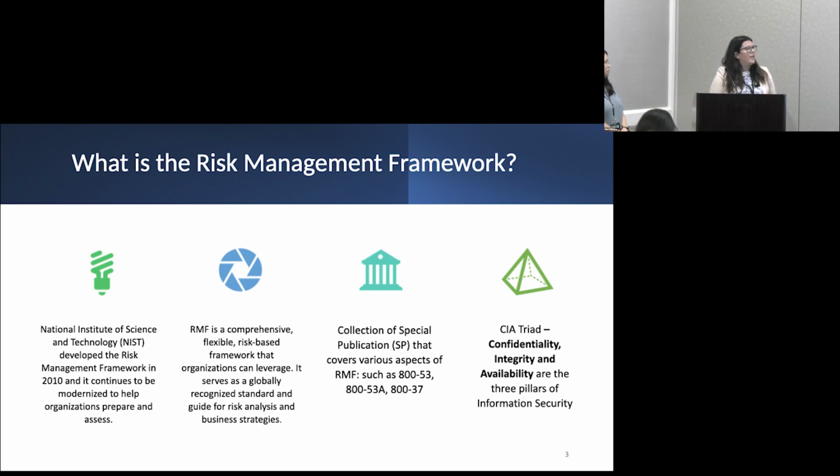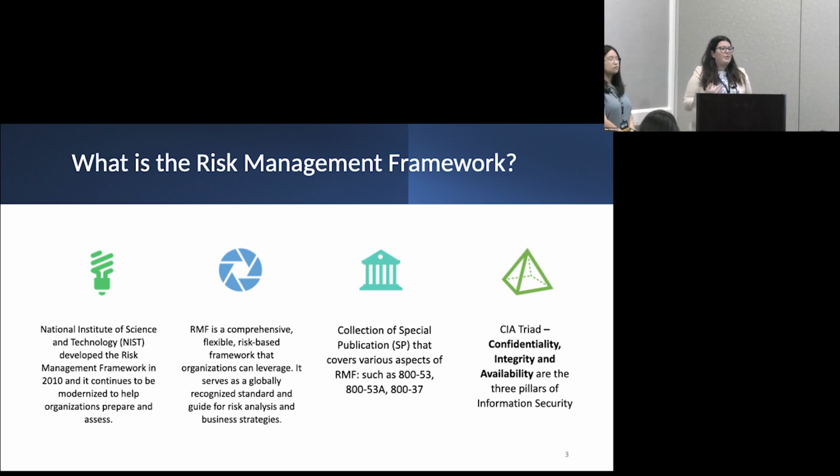RMF has also developed a group of special publications that cover various aspects of it, such as 800-53, 800-53A, and 800-37. These are all really great examples. 800-53 is comprised of a set of security controls that can be implemented within an organization to help ensure the security of system data, as well as mitigate those risks. Something we really want to focus on today is the CIA triad, and that's where our modernized approach comes into play.